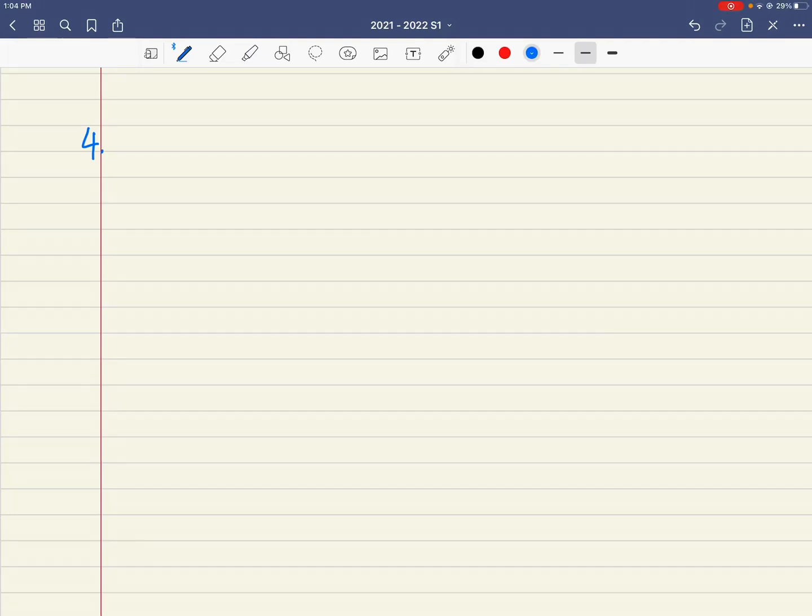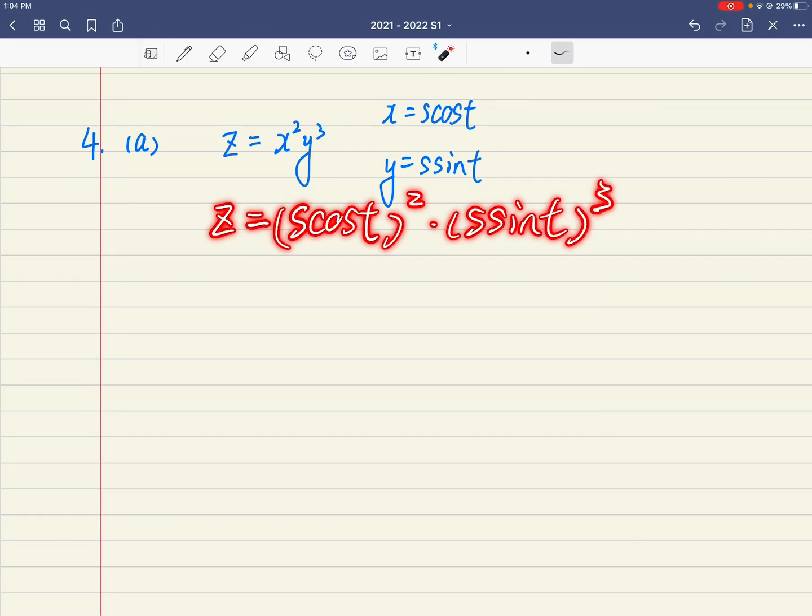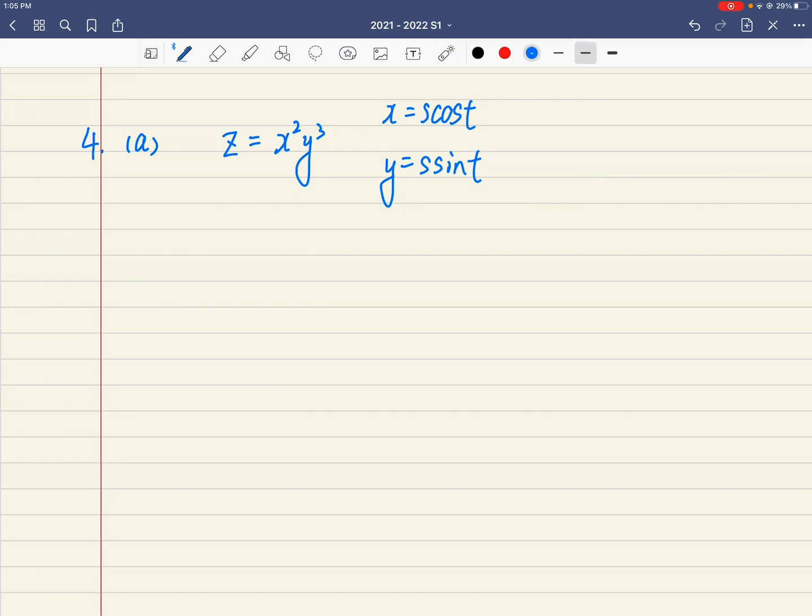Okay, problem 4. Use a chain rule. For example, in part A, z is a function of x and y, x is a function of s and t, and y is also a function of s and t. So it's easy to realize that z is also a function of s and t if you just do the substitution. That's why you can get the partial derivative of z by s and the partial derivative of z by t.